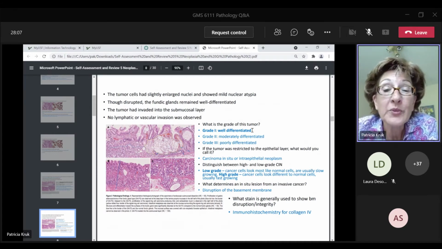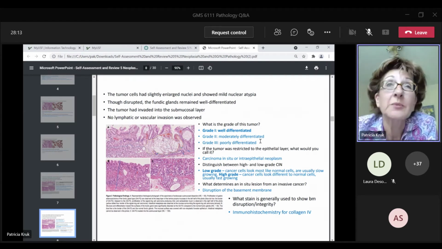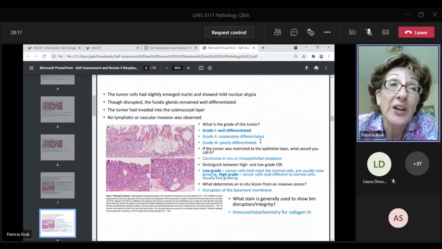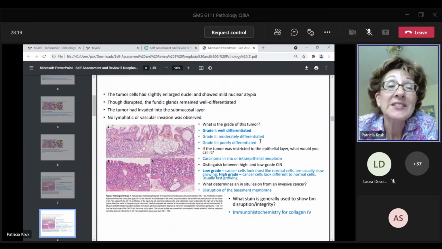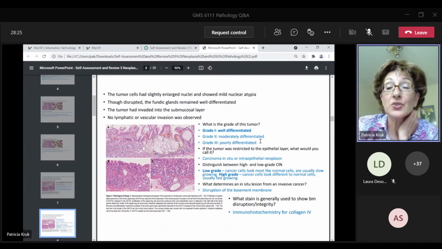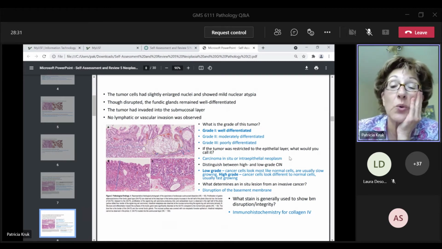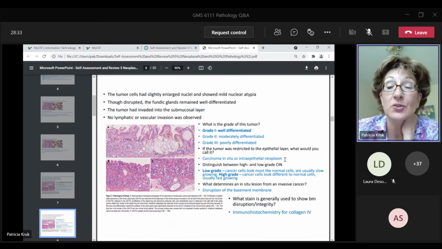And again, the problem with this is, the higher the grade, the more poorly differentiated, meaning those cancer cells now start to look very abnormal. And this gives us an indication of how aggressive a cancer can be. So on the other hand, if the cancer is restricted to the epithelial layer, okay, this is what we call a carcinoma in situ, or another term is an intraepithelial lesion.